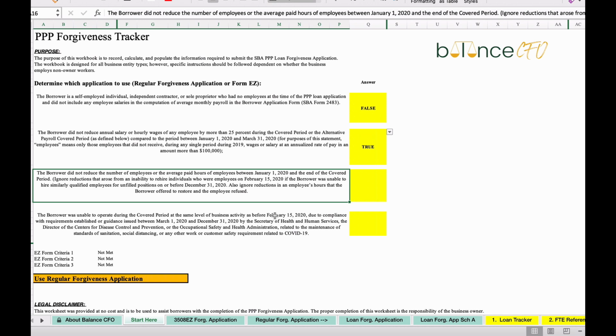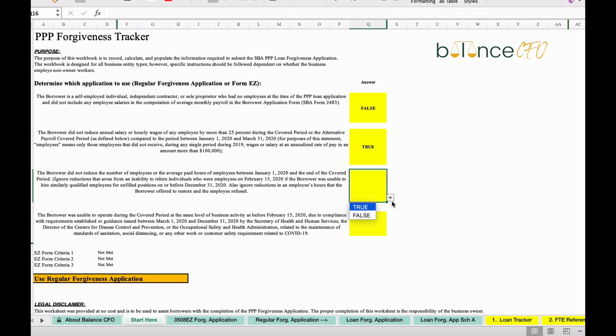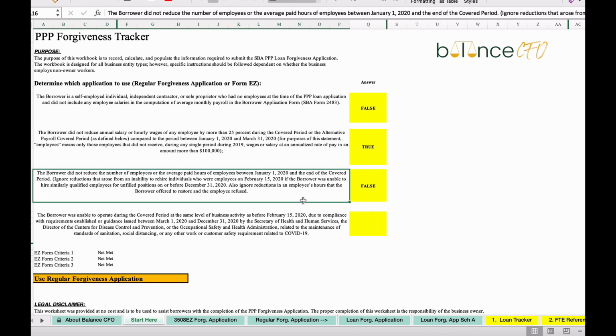Document the fact that you could not find other people, that you looked and there were no other people you could find that would be similarly qualified. If you can document that, then it won't hurt you and you can still claim yes to this. But let's say we laid off a bunch of people and we didn't bring them back because we just didn't have the work for them to do. Then maybe we would say no, okay? So now notice we're still not meeting the EZ forgiveness.